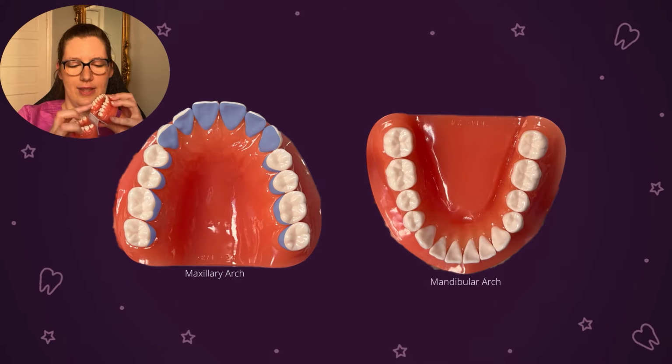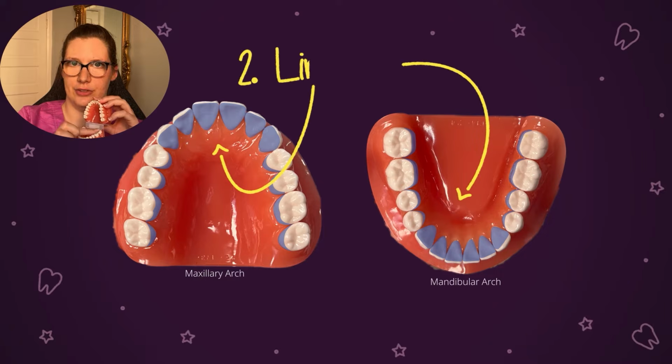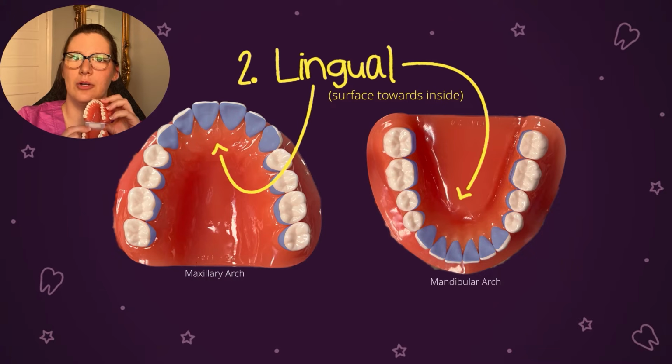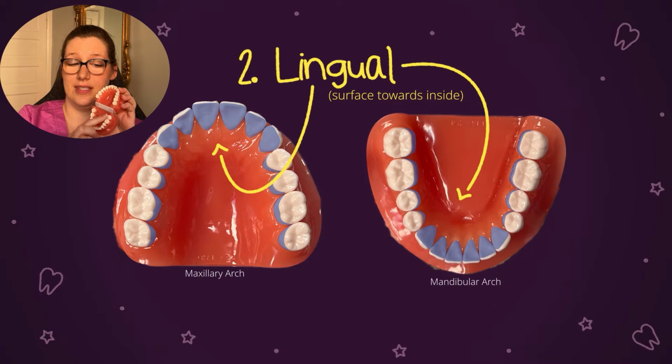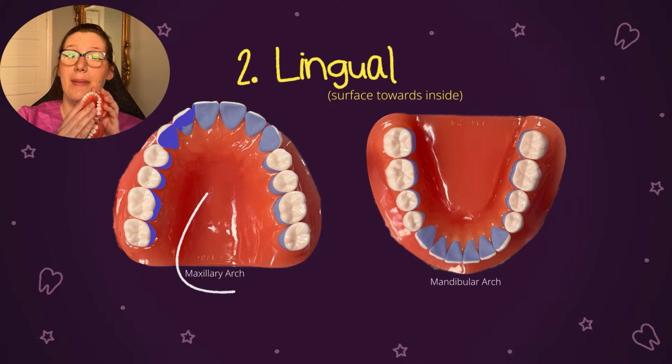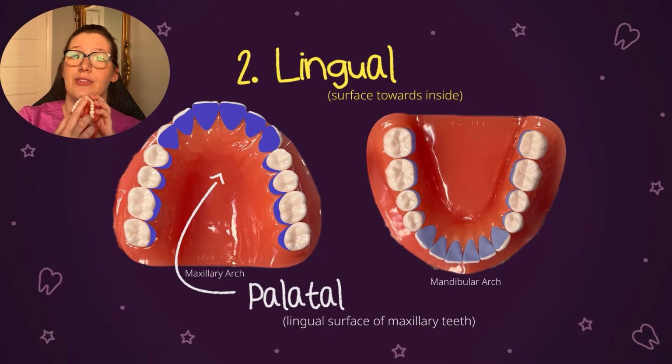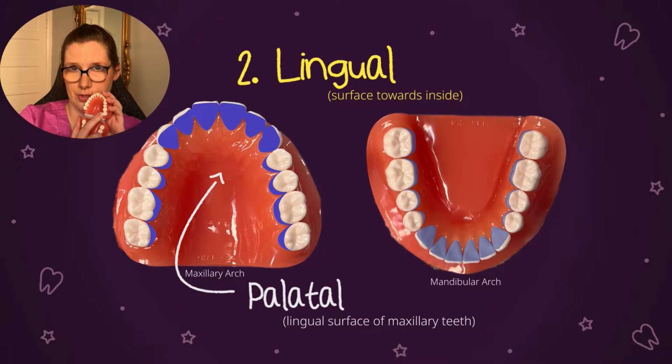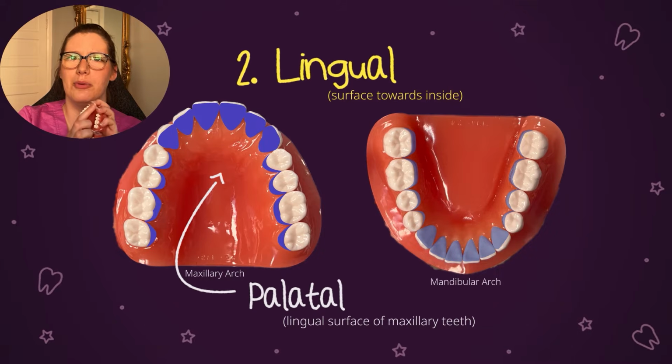This surface that faces the inside of the dental arch, or the tongue, is called the lingual surface. This surface faces the tongue, and lingual means tongue. For the maxillary teeth, the lingual surface could also be called the palatal surface, because this surface of the teeth faces the palate, or the roof of the mouth.